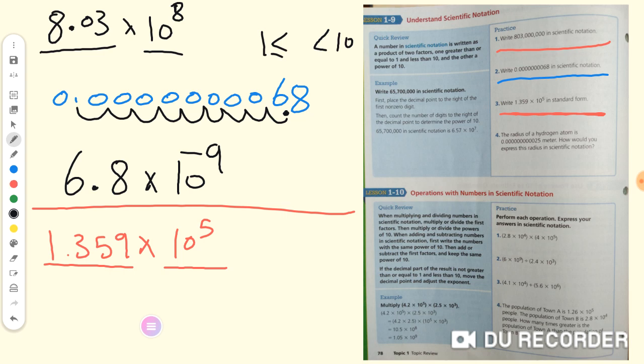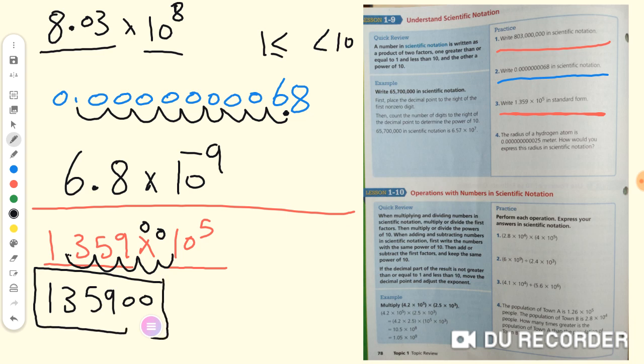How to write it? Actually, I have to move the point how many places to the right-hand side? 1, 2, 3, 4, 5. I have to put 2 zeros here, so it's 1, 3, 5, 9, 0, 0. This is the standard way of writing this number. Okay, you get the point? So we move the point because it's times. 10 to the power 5 means 5 zeros.